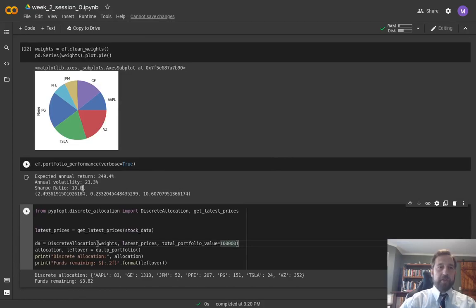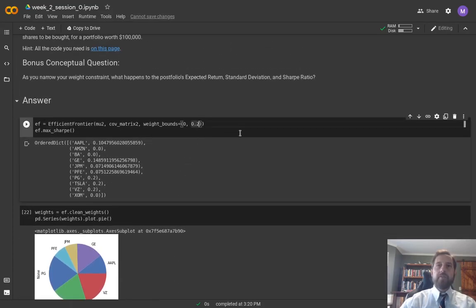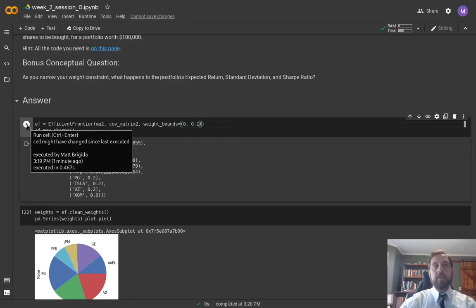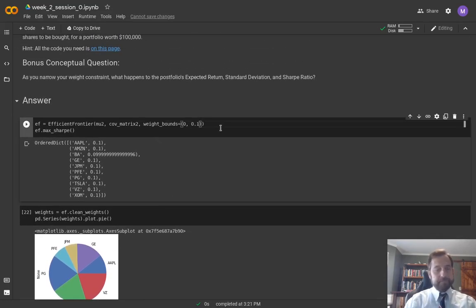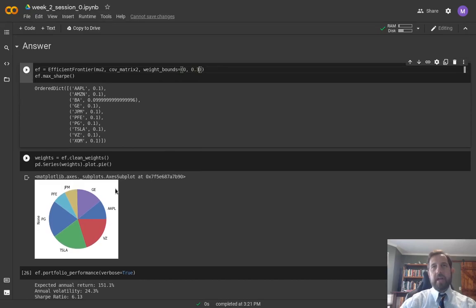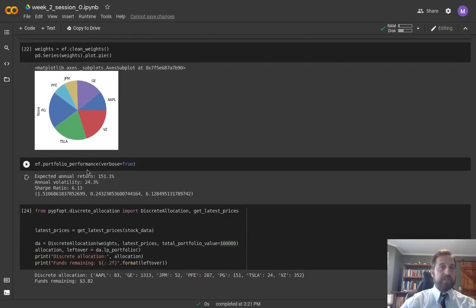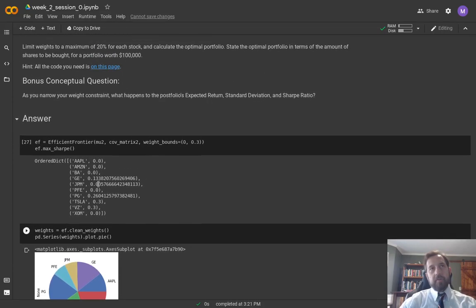Let's look at our Sharpe ratio, 10.61. If I lower this constraint to 0.1, we should get a lower Sharpe ratio, lower than 10.61. And there you go, 6.13. Conversely, as we raise this, at 20% it was a Sharpe ratio of about 10, so at 30% it should be above 10, right? And there we go, above, it's 12. So that's the theory. We can answer this purely on the theory of it, but it's nice to have this to go in and confirm that our intuition is correct.